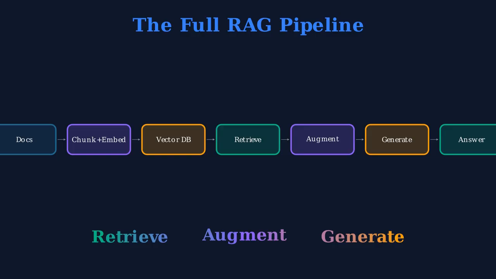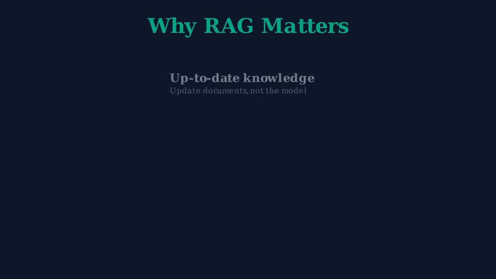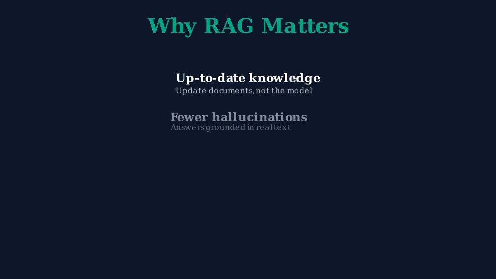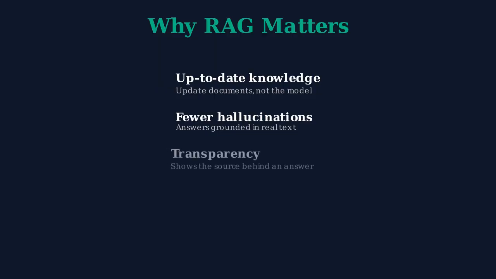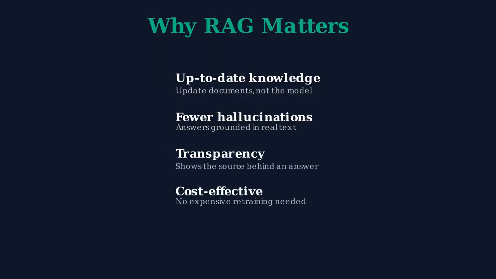Now the pipeline. Let's see the whole pipeline together. Documents are chunked and embedded into vectors in a database ahead of time. A user question arrives and is embedded too. The vector database retrieves the most relevant chunks. Those chunks are combined with the question into an augmented prompt, and the language model generates the final answer. This is known as Retrieval Augmented Generation.